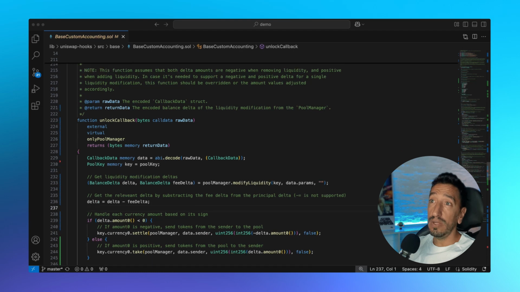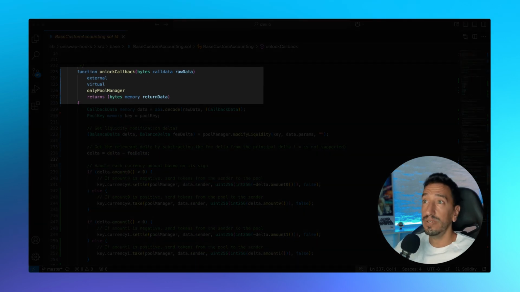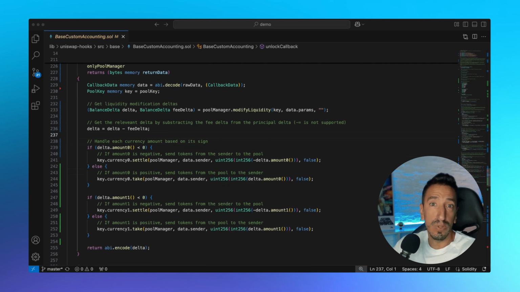And finally, the unlock callback that is triggered during the liquidity modifications, whether adding or removing liquidity. It applies custom accounting logic to manage token transfer between the hook and the pool, ensuring that all the operations respect the defined liquidity parameters.